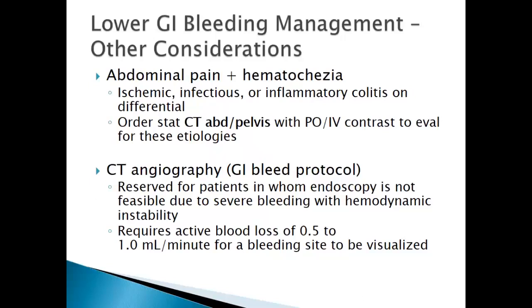The angiography requires a blood loss of 0.5 to 1 cc per minute for a bleeding site to be visualized, and that's a pretty brisk bleed. We don't get a ton of positive results. There is also a nuclear medicine test that you can order, the radionuclide study, which can be positive in slightly smaller, slower rates of bleeding. I think it's 0.25 to 0.5 cc per minute of blood loss, but that's not going to help localize the bleed, and that's not going to be your first step. You'll probably talk to a GI fellow before ordering that.